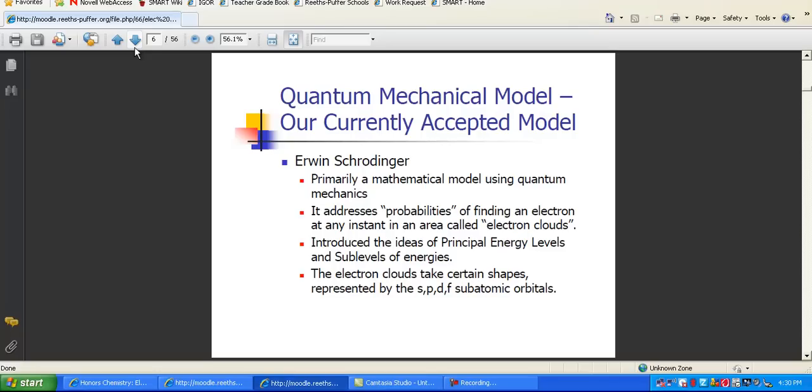The electron cloud shapes are denoted by the following letters: S, P, D, and F, subatomic orbitals. They stand for S, spherical; P, principal; D is diffuse; and F is fundamental. Those four letters tell us the shapes of the clouds. Those clouds are called atomic orbitals. Those orbitals reside in principal energy levels. Principal energy level 1 has one sublevel, an S-shaped cloud, and so forth.